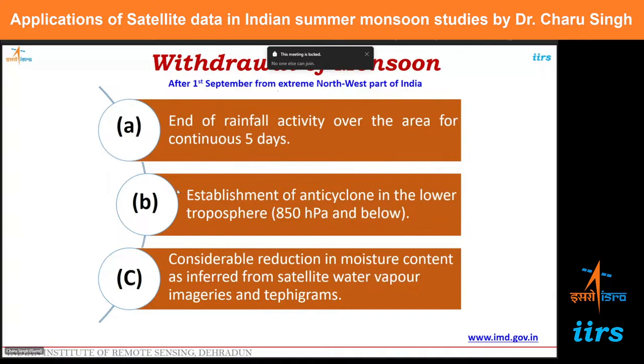Apart from that, we should also note the following: the establishment of anticyclone in the lower troposphere, that is up to 850 hectopascal and below, and considerable reduction in the moisture content that we infer from the satellite water vapor imageries and T5 diagram.